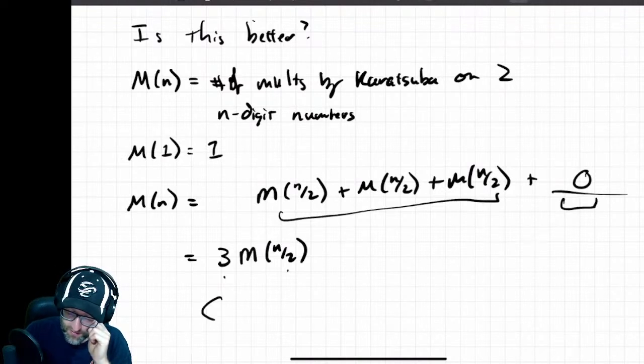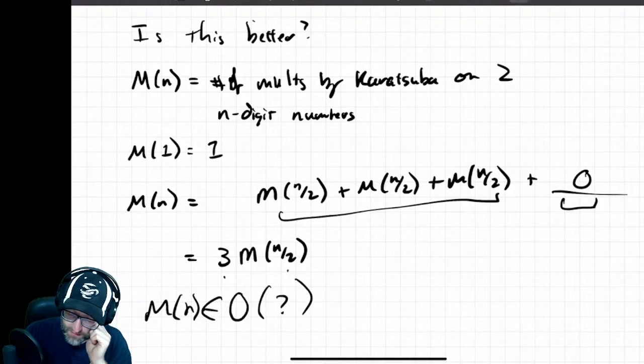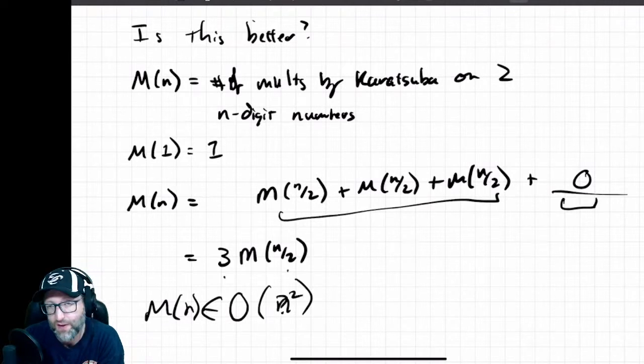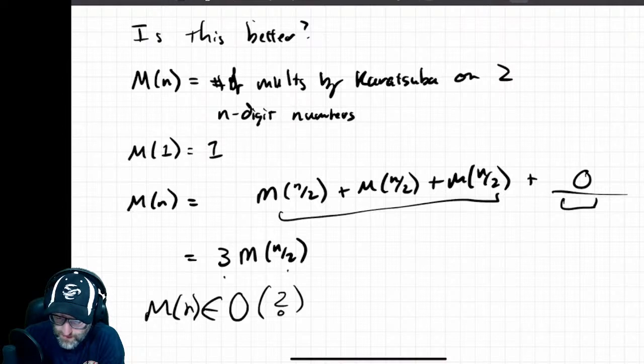In other words, this is m sub n. I want to know, is this big O of what? Right? If it's n squared, then it's not an improvement. Is it less than n squared? It's supposed to be a question mark there, right?